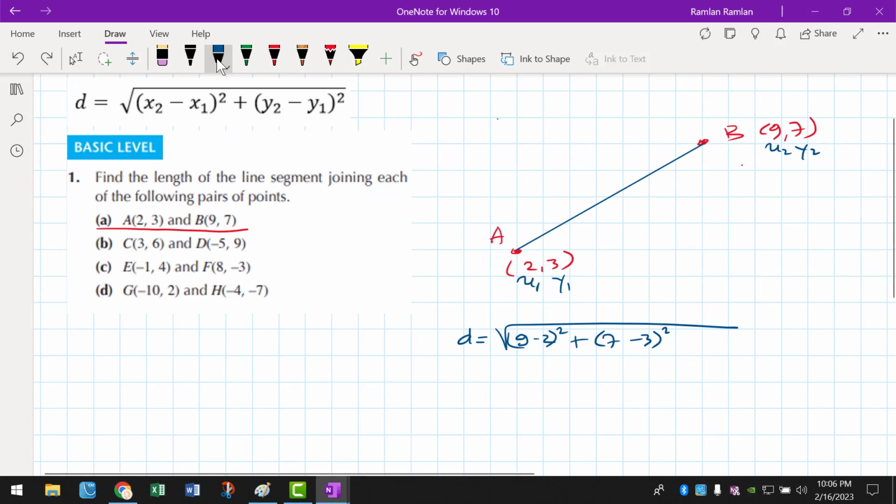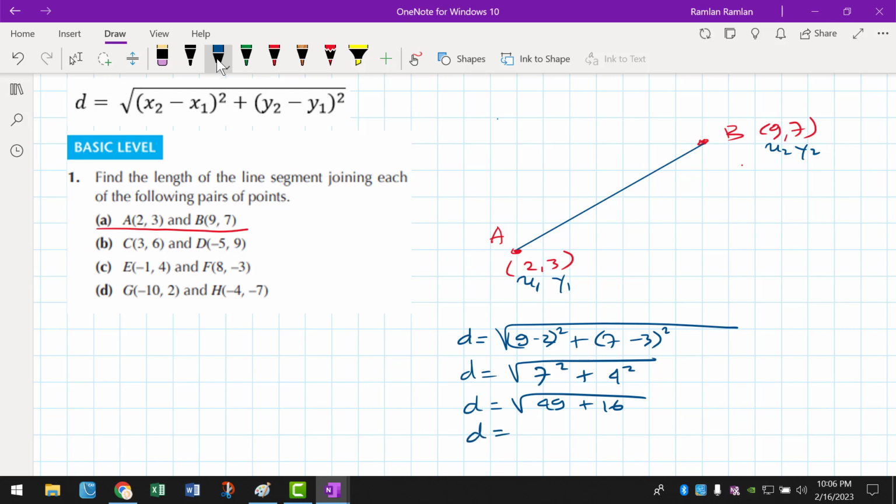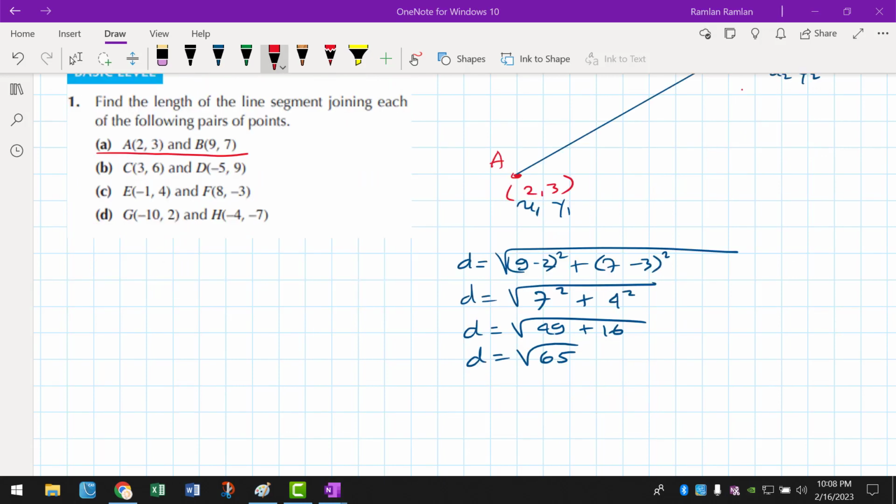Now we only need to calculate. 9 minus 2 is 7, so there'll be 7 squared, and 7 minus 3 is 4, so 4 squared. Then there'll be the square root of 7 squared, which is 49, and 4 squared, which is 16, and you only need to add those two numbers. There'll be the square root of 65, and there we go, you have the length of line segment AB. Now let's jump to the next question.